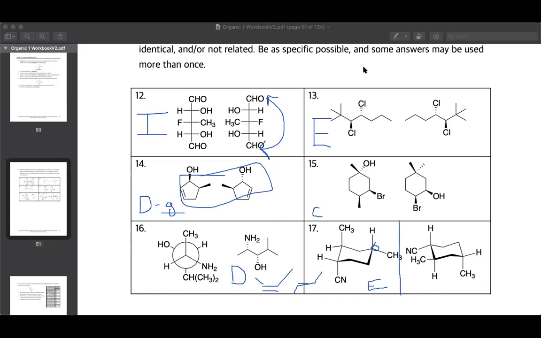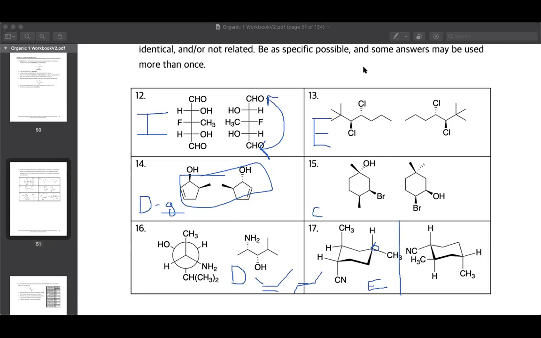No, you do. If I'm pancake flipping this one, it would become this. So this is what we're comparing to that. Do you see how every single chiral center flips its configuration? I hope that makes sense.